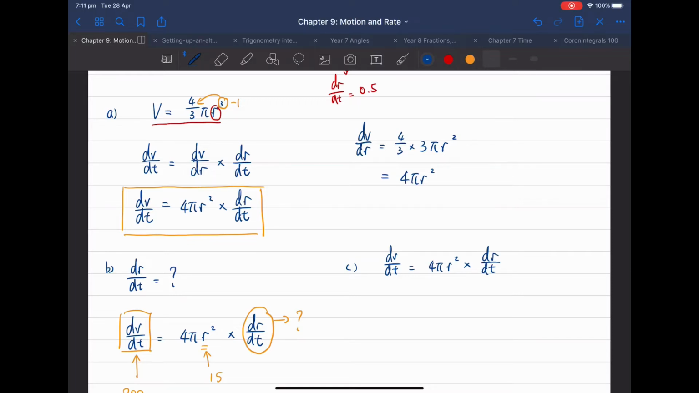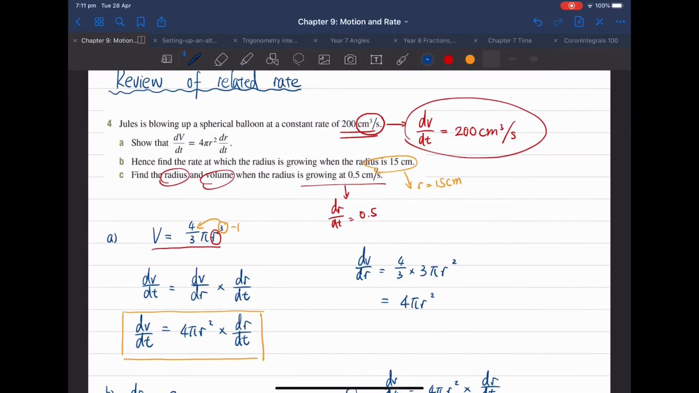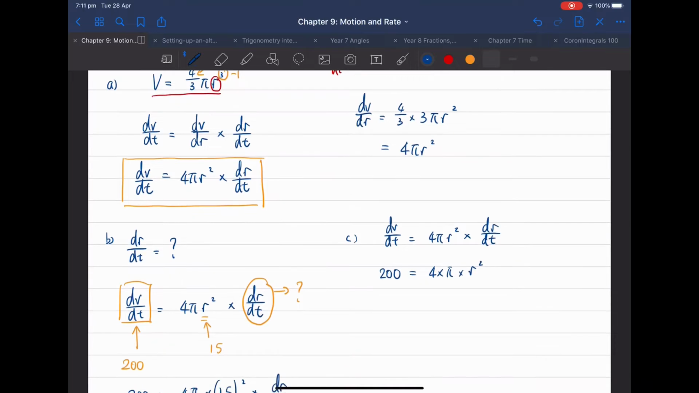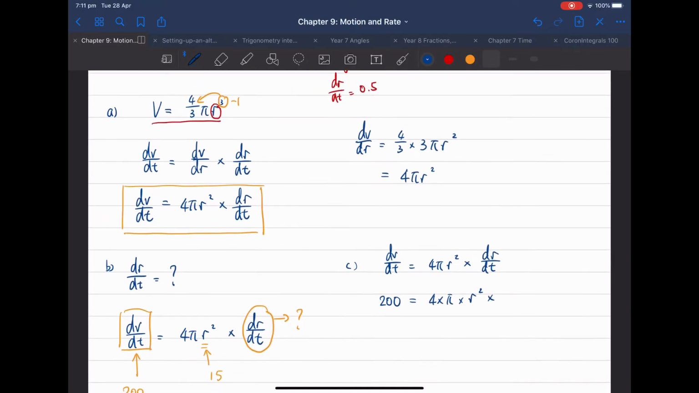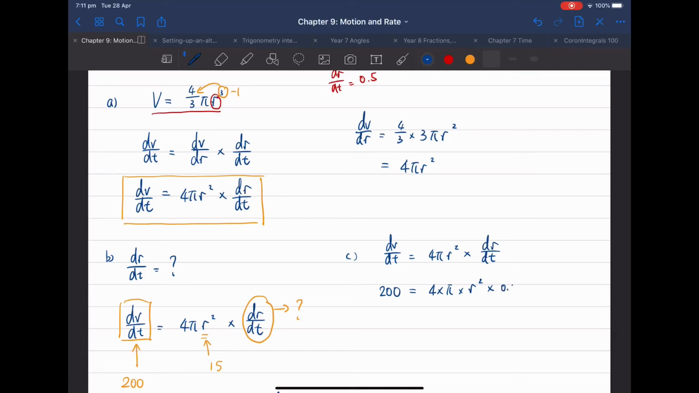Now this time, we still know what's dV over dt. dV over dt is 200. We still know that. 4 times pi, we have no idea about r. Please do not get confused. Previous question, from question B, r is equal to 15. But question C, it's irrelevant to question B. So we don't know what r equals to. So r is unknown, and then we know what's dr over dt. dr over dt, it's given, 0.5.